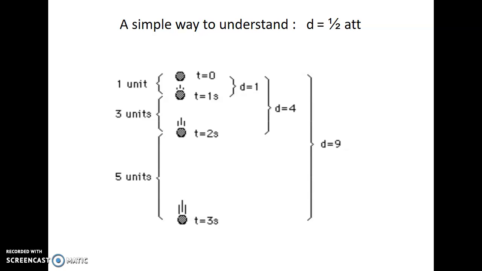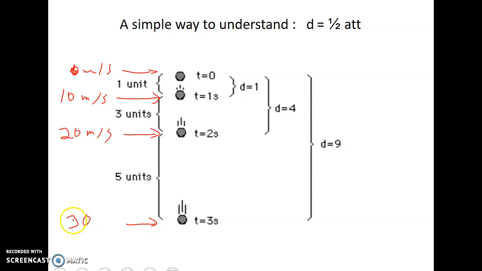Okay, let me get my drawing thing back. So the object starts out with a velocity of 0 meters per second, right? After 1 second, it will be going approximately 10 meters per second. After 2 seconds, it will be traveling at 20 meters per second, and after 3 seconds, it will be traveling approximately 30 meters per second.